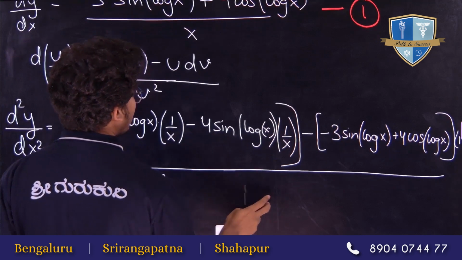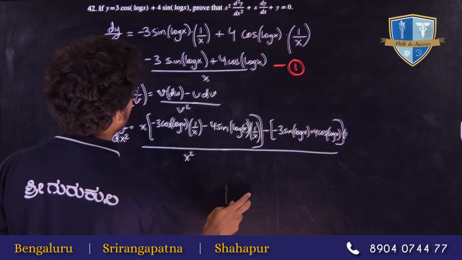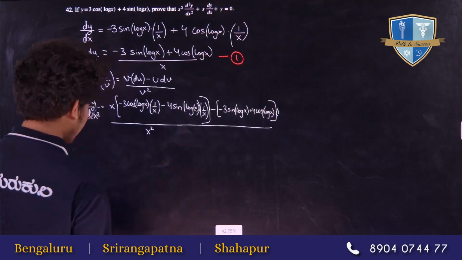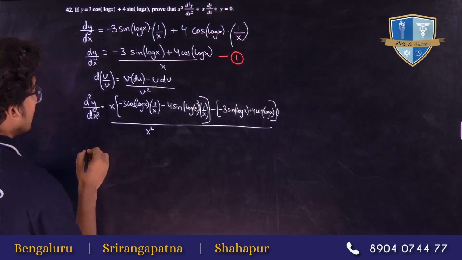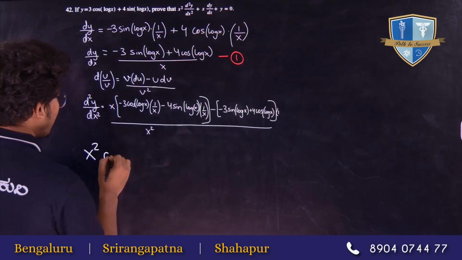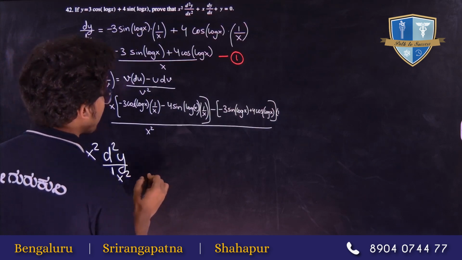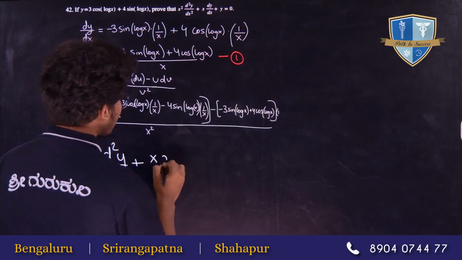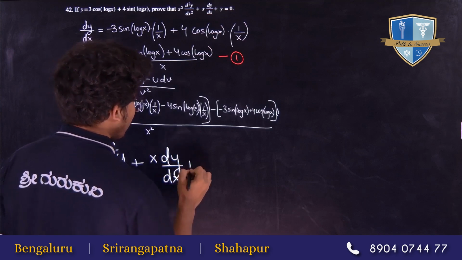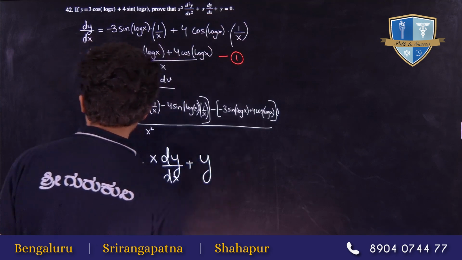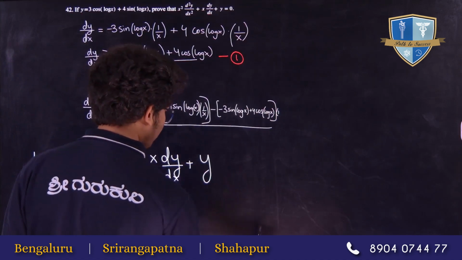Now we'll put everything in the final equation. The final equation we have is x square d2y by dx square plus x dy by dx plus y, which we are supposed to prove equal to 0. So what we'll do is put everything in, correct?